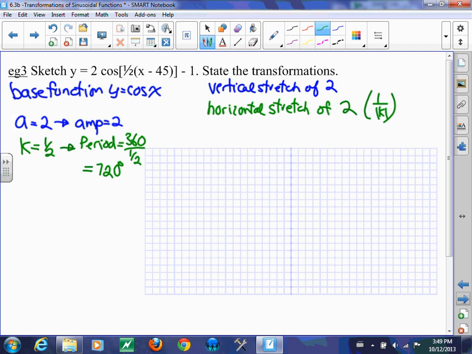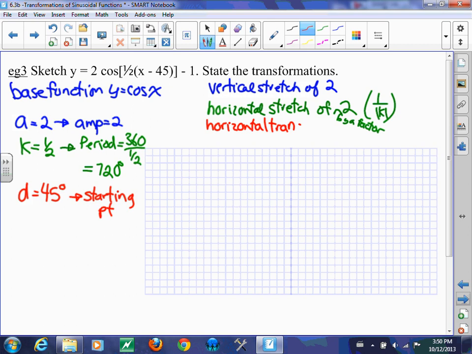So I guess I should have put down here by a factor of. Same with the first one, by a factor of, okay? All right. Next letter we have here is D. D equals 45 degrees, so that tells us our starting point. What does that tell us in terms of our transformations? That we have a horizontal translation (45 degrees right).